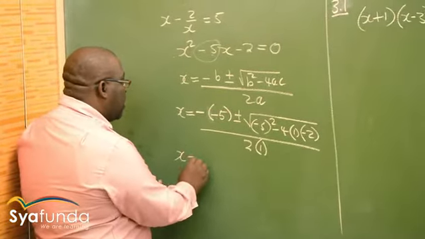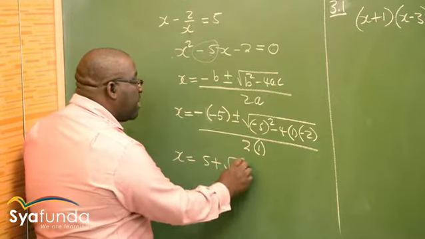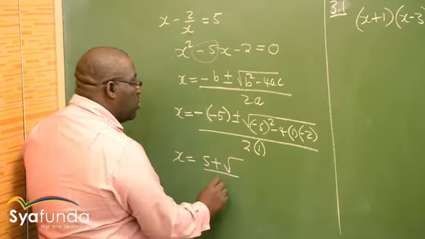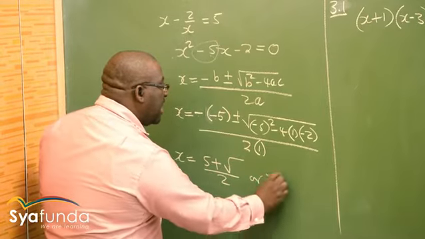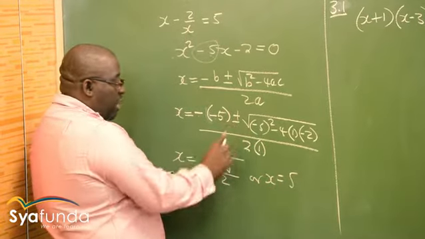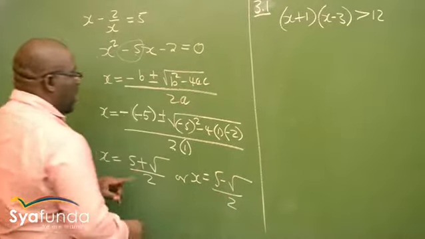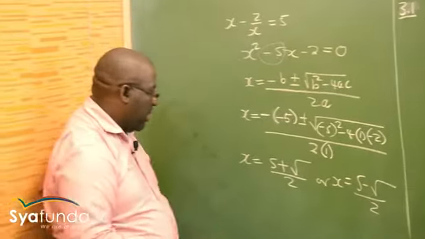In the form of x equals minus times minus, it is 5. Then you write plus the square root of something over 2. Or x equals 5, then you change the sign. You've used plus there, now I'm going to use minus. It's minus the same thing, all over 2. Remember, it should be exactly like this.